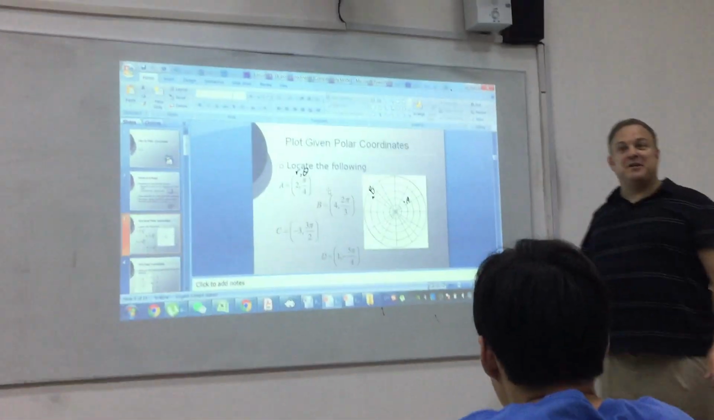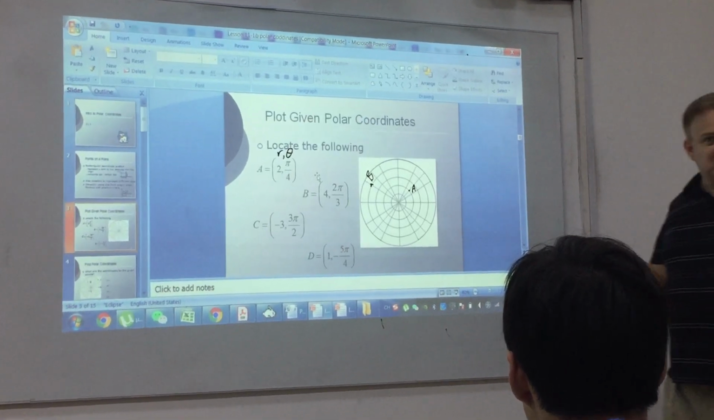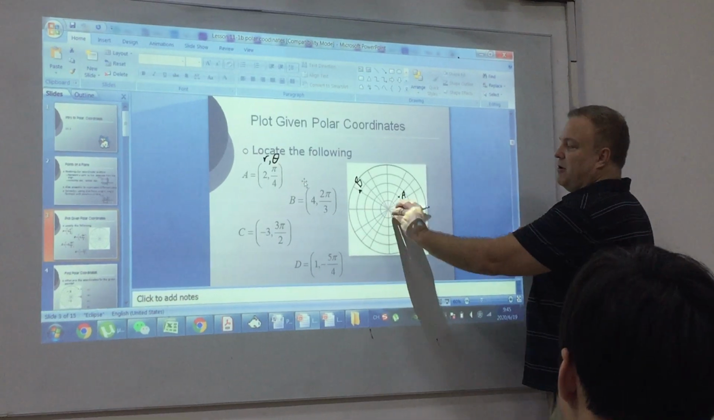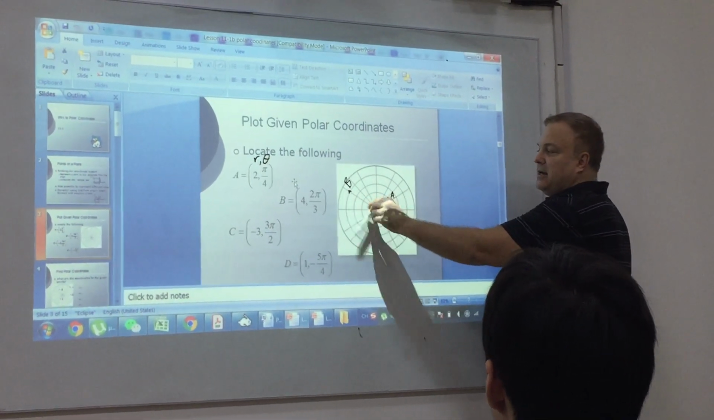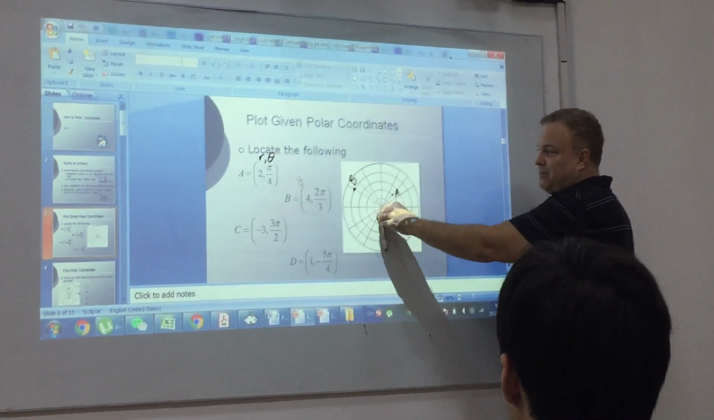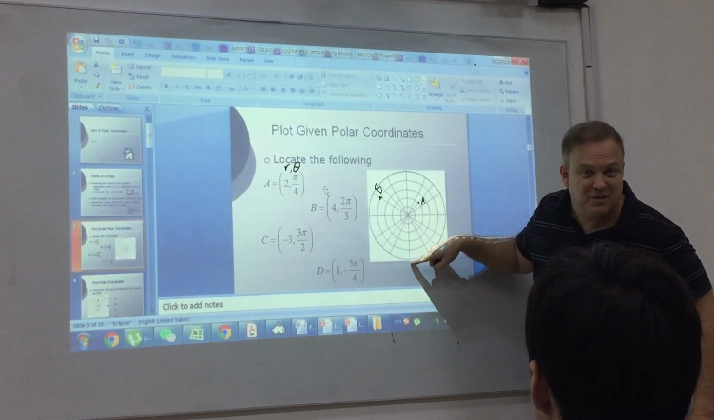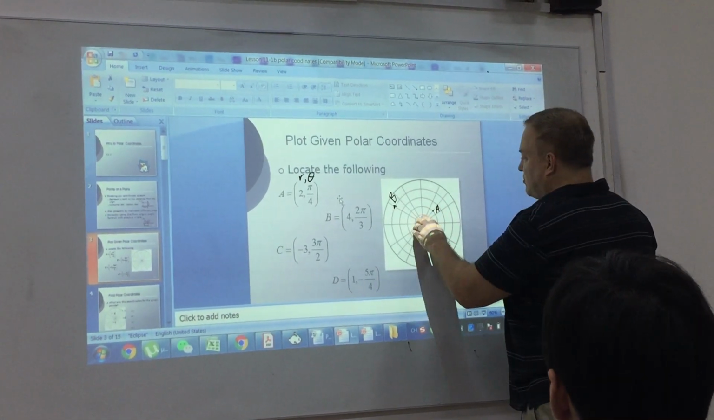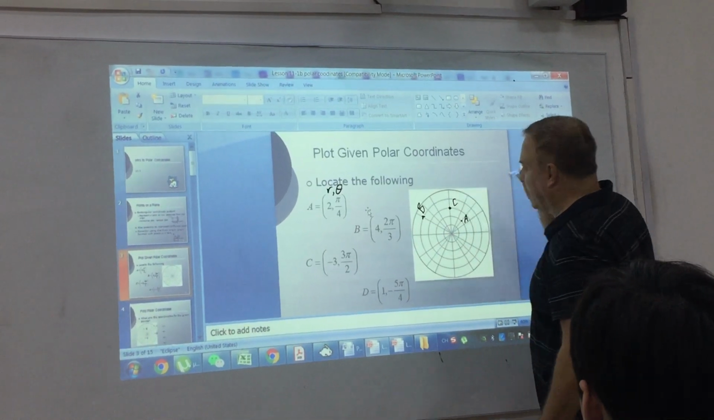Whoa, this next one has a negative R. What are we possibly going to do about that? Well, first let's look at the angle. 3 pi over 2. Well, you know this is an angle of 0, pi over 2, pi, 3 pi over 2 is straight down, like going south. But instead of going 3 units forward, what do you think we're going to do? We're just going to go backwards, which 1, 2, 3 looks like right here. And that is point C.